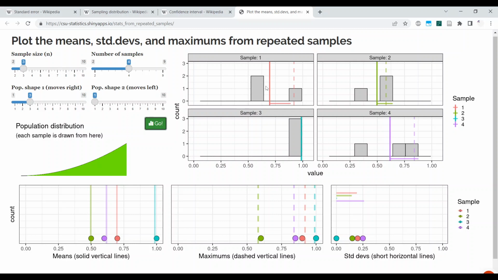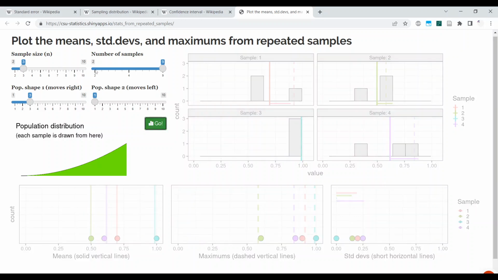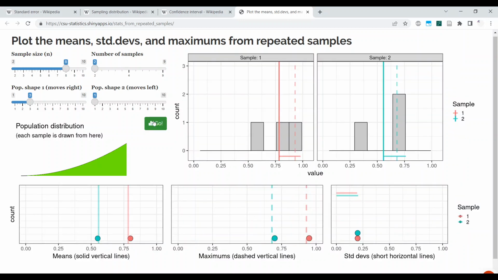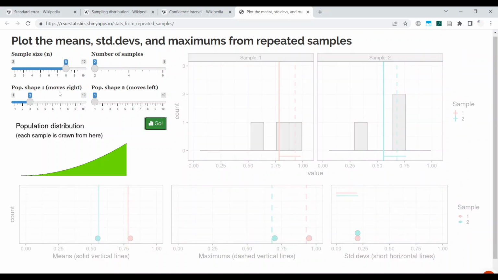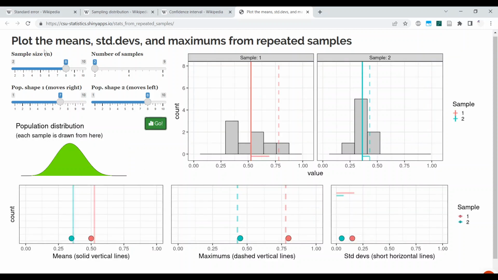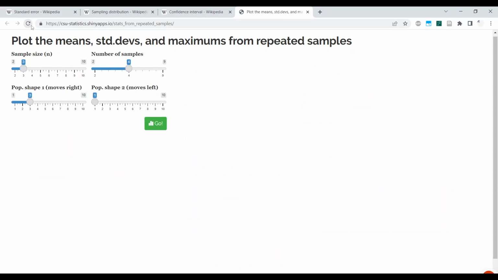I can hit this go button and make data and make plots of statistics down there. I can have 4 samples, I can have 9 samples, I can have 2 samples. I can change the sample size between 2 and 10, and I can mess around with the population distribution. This is a beta distribution right there. So that's what it does. Okay, I'm gonna hit refresh and explain this properly.